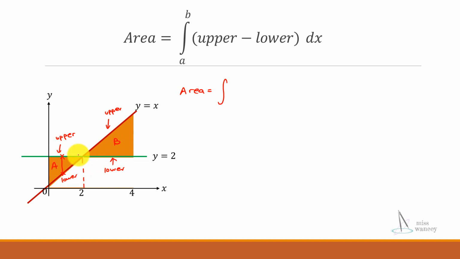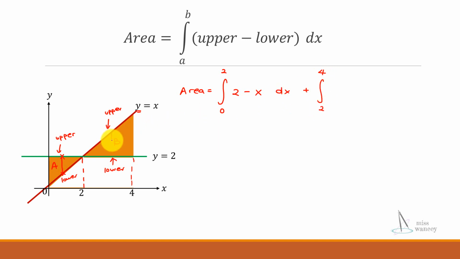So for region A, I started from 0 up until 2, and my upper function is y equal to 2, so y is already the subject, so this is 2 minus, and then the lower function is y equal to x, so y has already become the subject, so this is 2 minus x dx plus integrating, so this one is 2, the upper limit is 4, so 2 until 4.